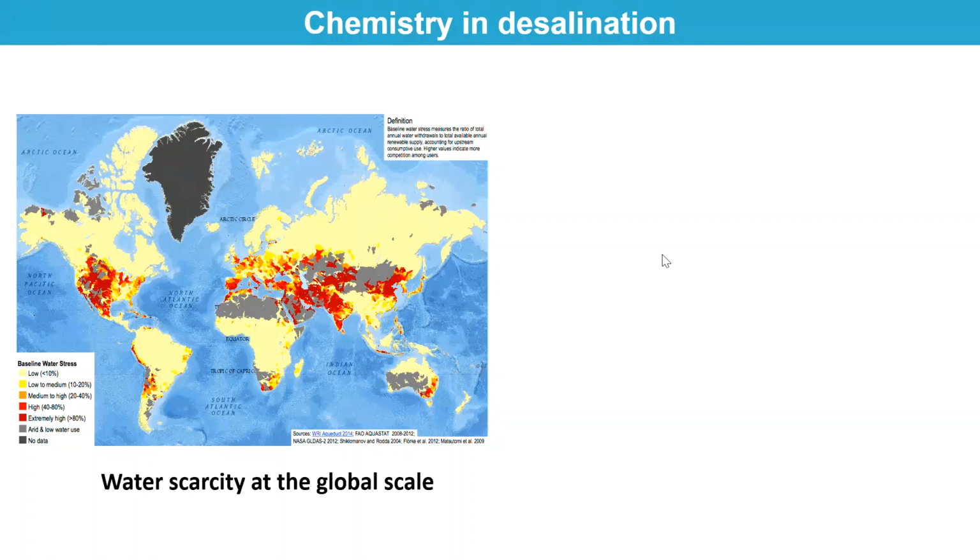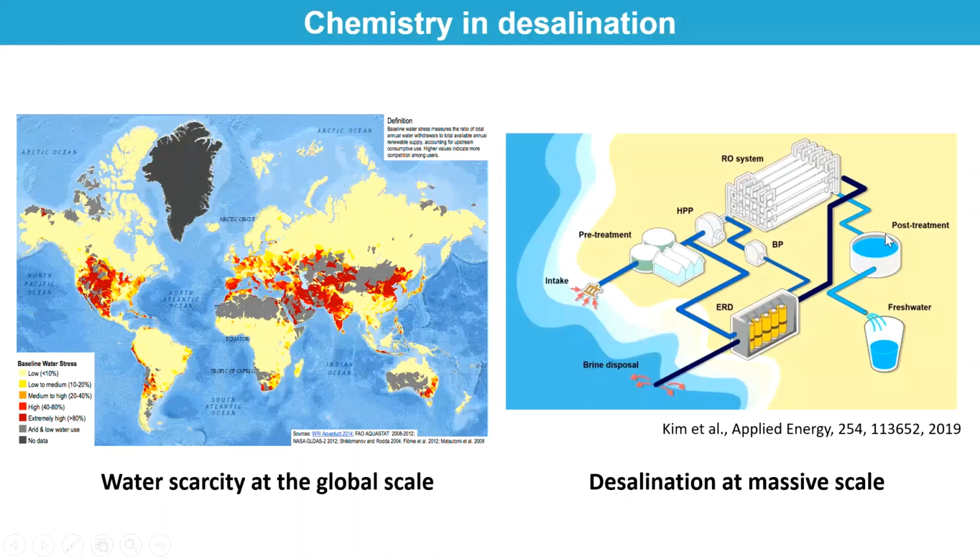This not only includes countries like Middle East countries where traditionally water is always a challenge, but also other places in the world like California in the United States or South Africa where water shortage is becoming a big pain. To address this kind of issue, among the technologies that are being developed, desalination at a massive scale could offer a potential solution.